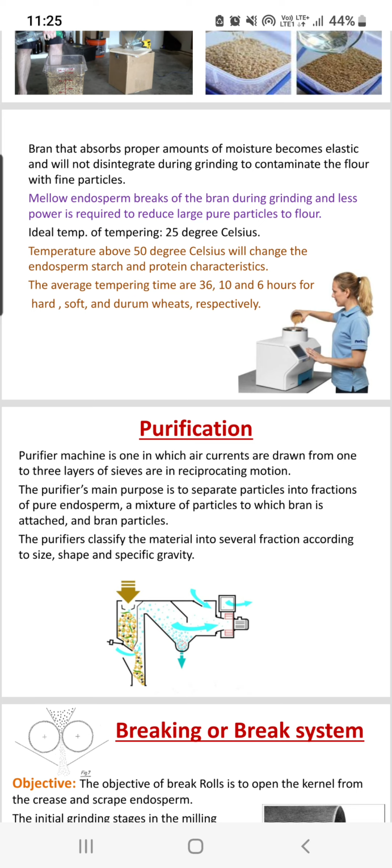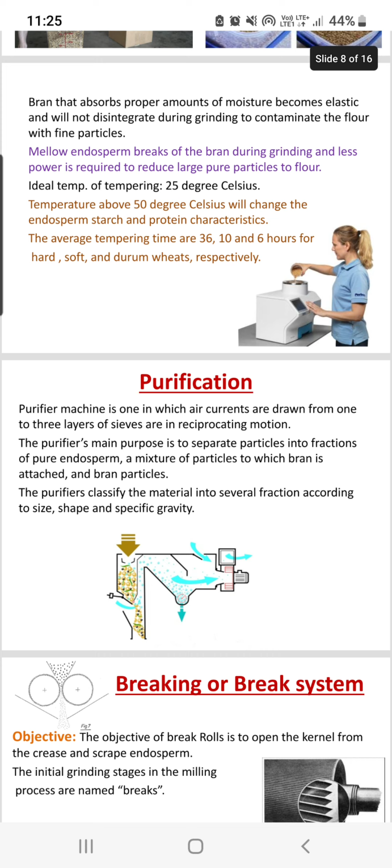Next is purification. Purification machine is one in which air current are drawn from 1 to 3 layers of the sieve in a reciprocating motion. The purifier's main purpose is to separate particles into fractions of pure endosperm, a mixture of particles to which bran is attached, and bran particles. In this process, from the endosperm, we remove the bran attached and bran particles, which is considered as contamination or impurities in the wheat flour.